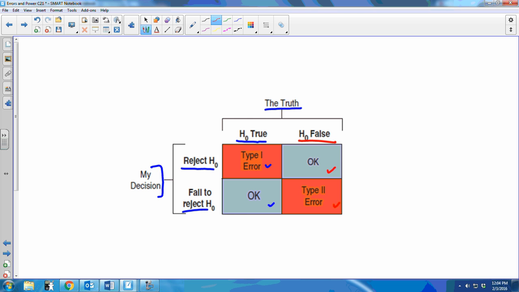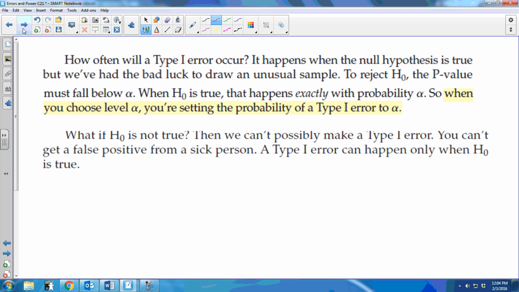Let's do one more thing to go along with that. So how often will a type 1 error occur? It happens when the null hypothesis is true, but we had the bad luck to draw an unusual sample. So to reject the null hypothesis, the p-value must fall below that alpha level, right? Well, the alpha level is the probability of making a type 1 error. If your threshold is 5%, there's a 5% chance you're going to make a type 1 error. If your alpha level is 10%, there's a 10% chance you're going to make a type 1 error. If your alpha level is 1%, there's a 1% chance you're going to make a type 1 error.